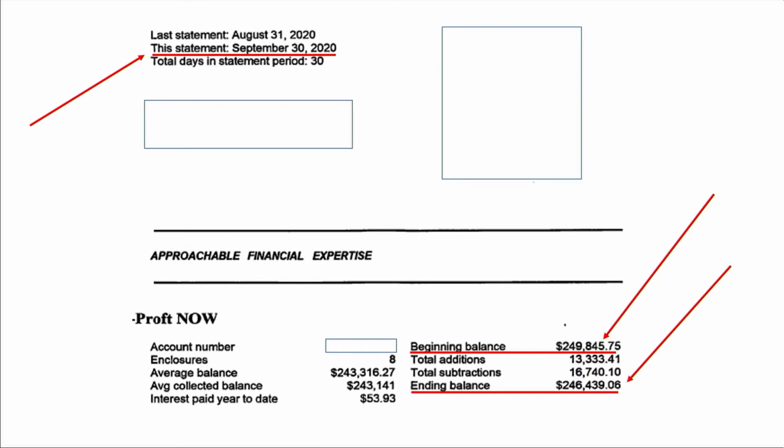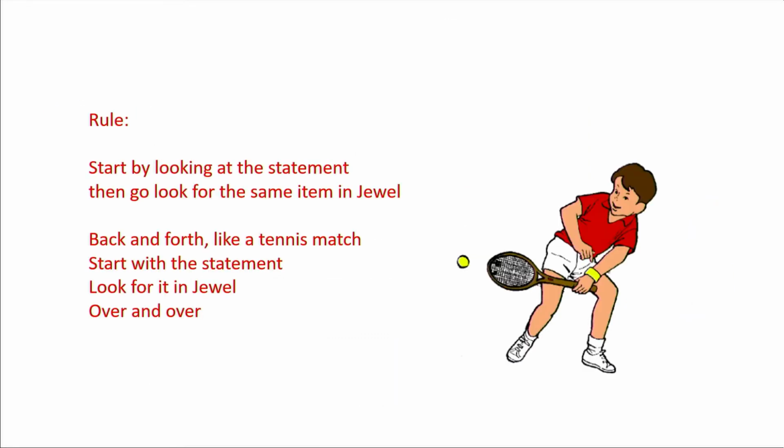Before we move into the next step in reconciling, I want to set up a rule. Probably the second most common error in reconciling is to start by finding something in Jewel and then look for it on the bank statement. But this is the rule. Start with the bank statement. Always. Find a deposit or check on the statement, then go look for it in Jewel. It's like a tennis match, back and forth, back and forth. Find it on the statement, look for it in Jewel.